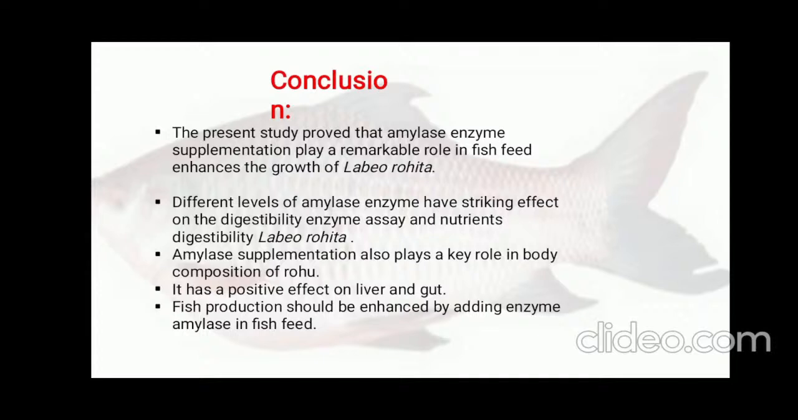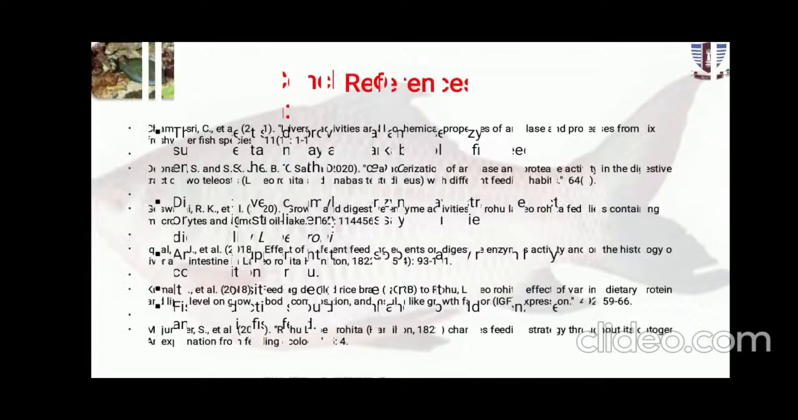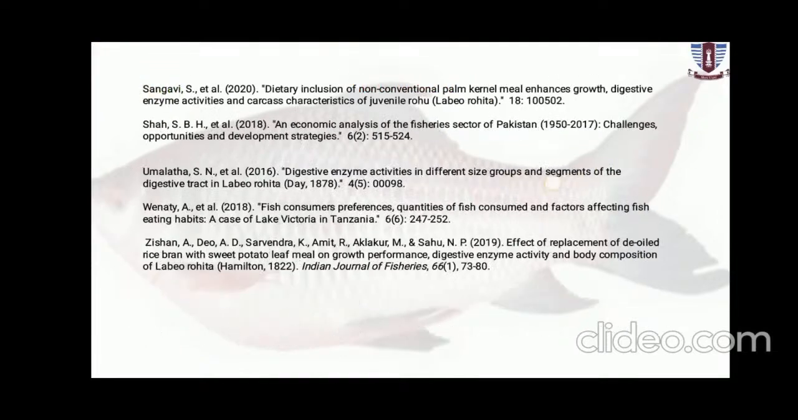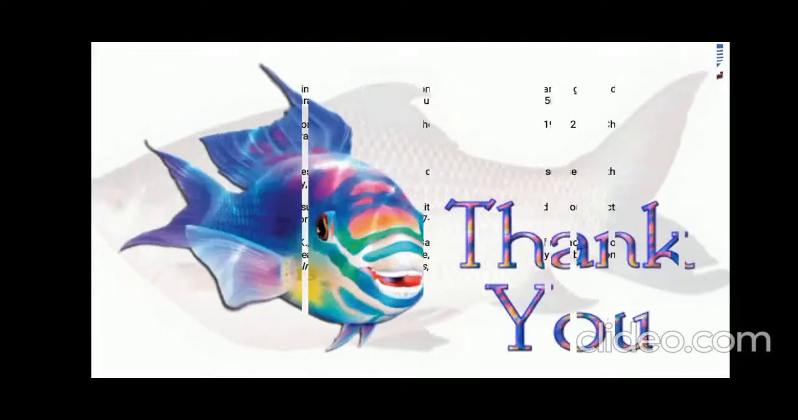So in order to enhance fish production, dedicated awareness should be given to the people that fish production should be enhanced by adding the enzyme amylase in the fish feed. Here are references. Thank you for your time.